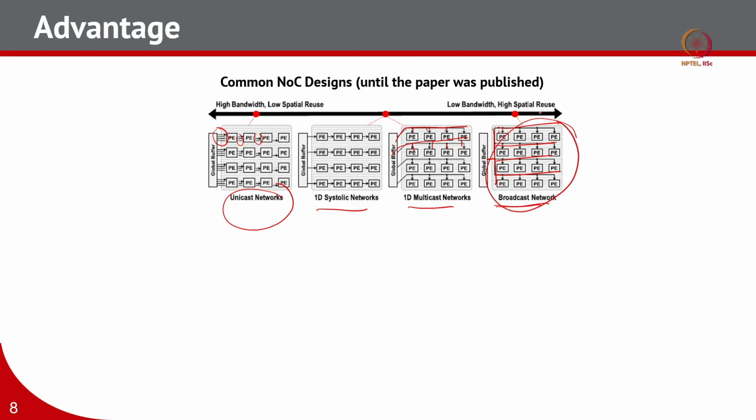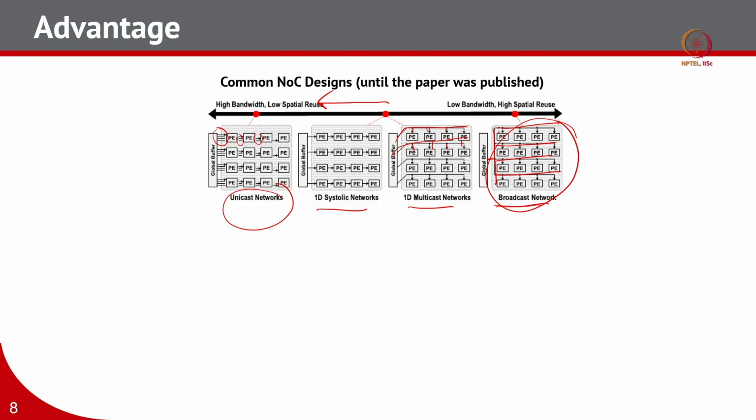For example, here only one data is transferred from the global buffer to all the PEs. So, the amount of data transfer is less, but the same data is getting used across all the PEs. In contrast, if we go from right to left, the bandwidth is high and the amount of data transfer is high, but each PE is getting separate data. So, there is less spatial reuse, right.